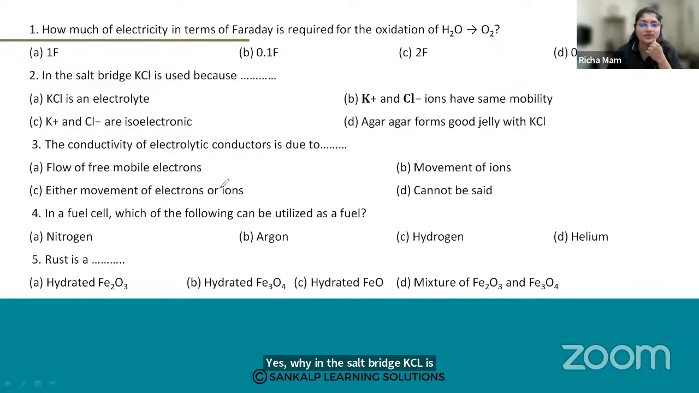What is the reason? Supriya has answered A. Sorry, B. Shubham has answered D. Nikita has answered D. Priyanka, D. Praveen, D. Can you tell me what is the role of the salt bridge? Can anyone tell me what the role of the salt bridge is?